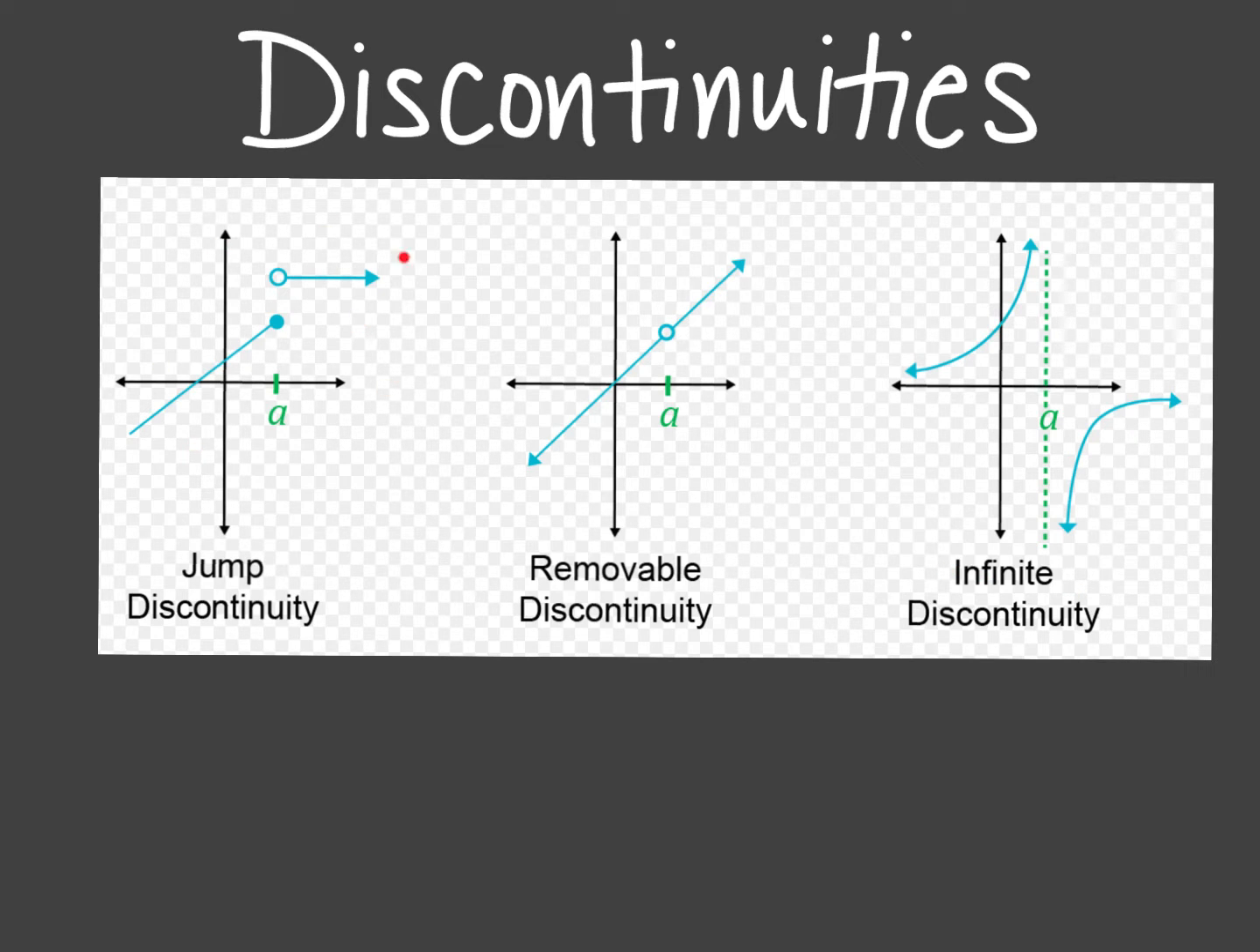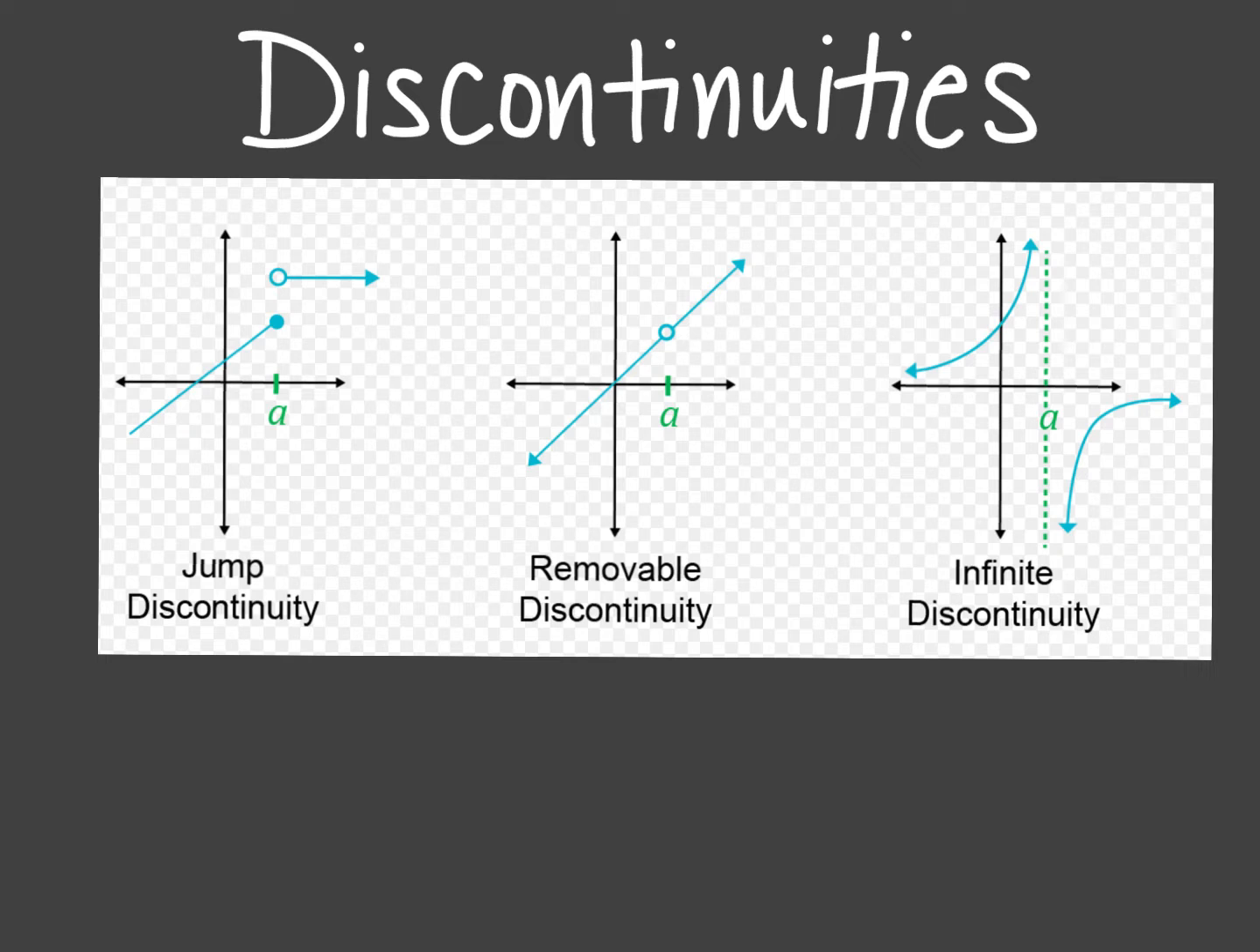A jump discontinuity almost always occurs with a piecewise function. The limit does not exist, although the function may still be defined at one of the one-sided limits. A removable discontinuity is the easiest to "fix." It almost always occurs with a rational function.